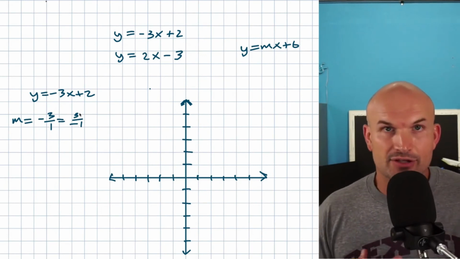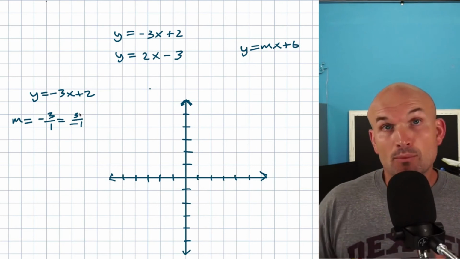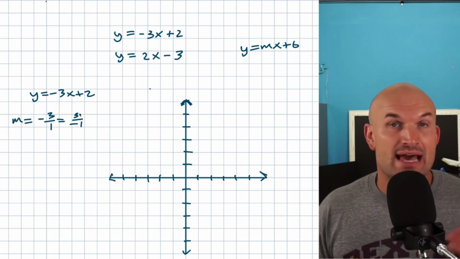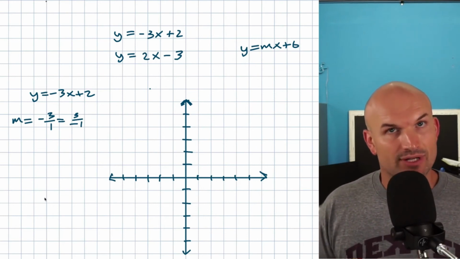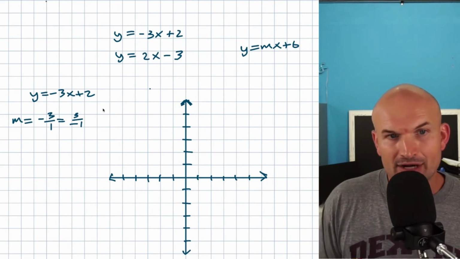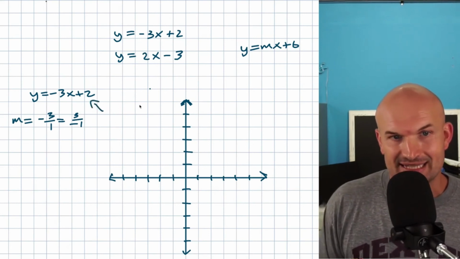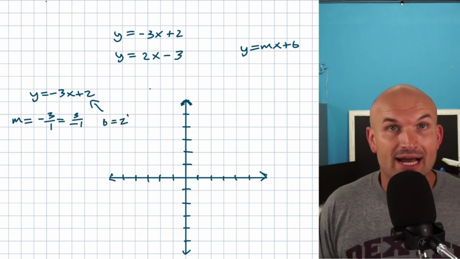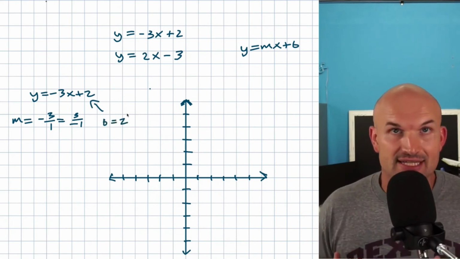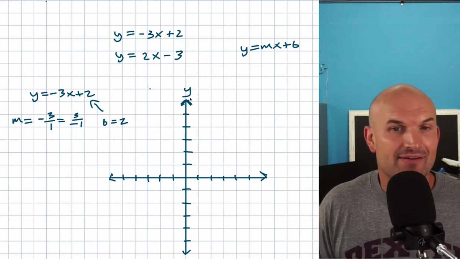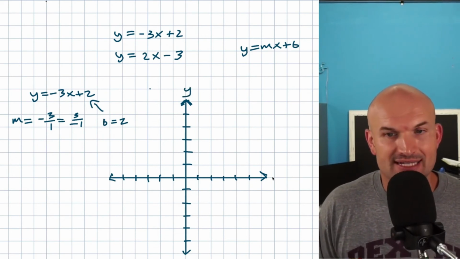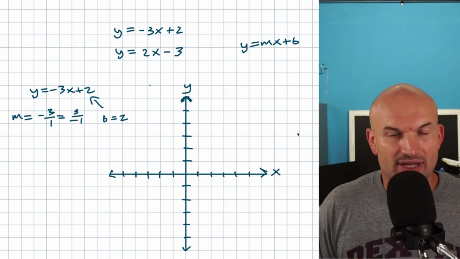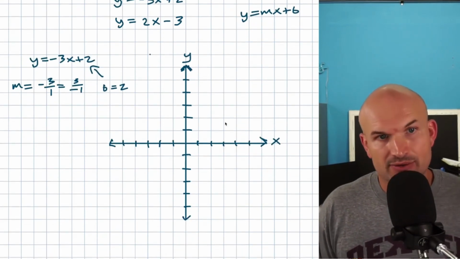I like to put it either in the numerator or the denominator, because when we're graphing the line, we're going to want to go in either the positive or negative direction, which we'll get to in a second. Now, the y-intercept is going to be your constant, so my b in this case is going to equal 2. The y-intercept is where the graph crosses the y-axis. Let's go ahead and graph this first line, and then we'll get to the next line.